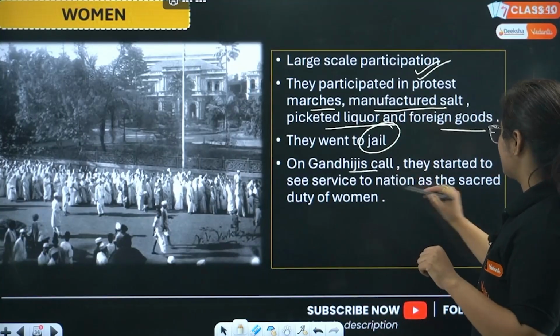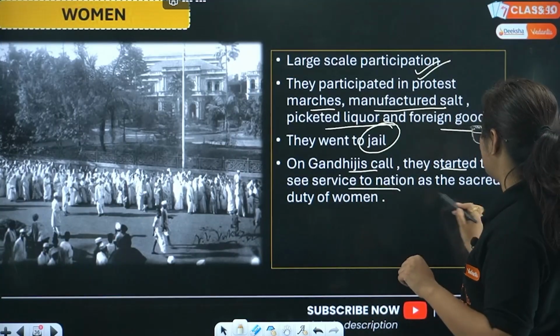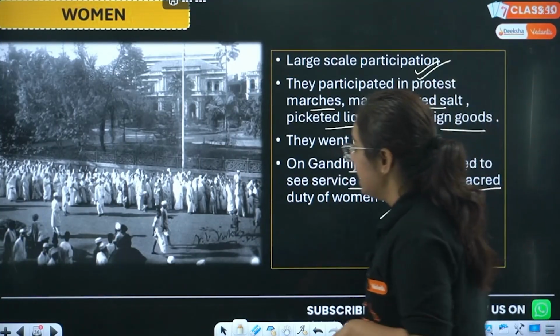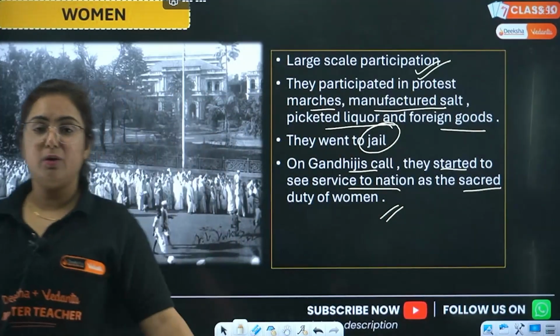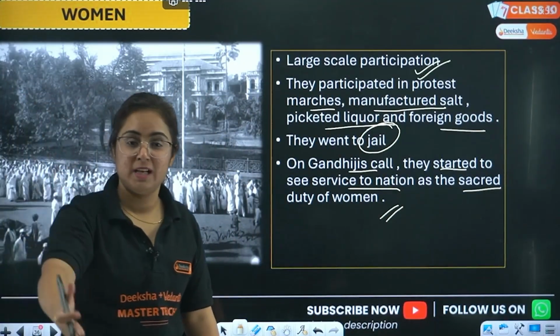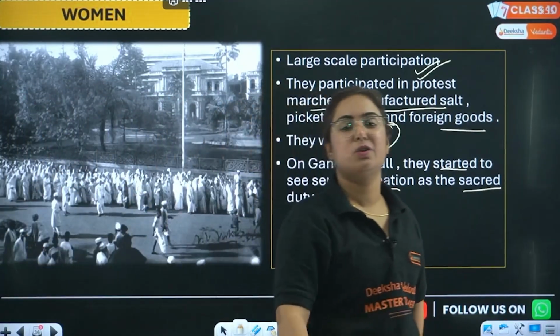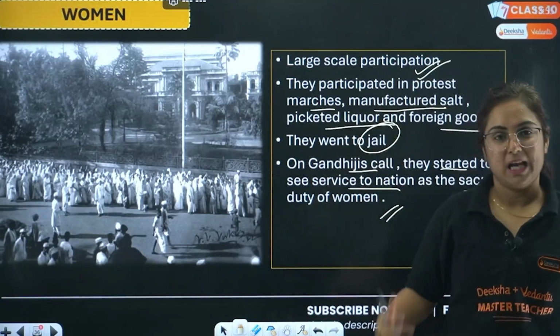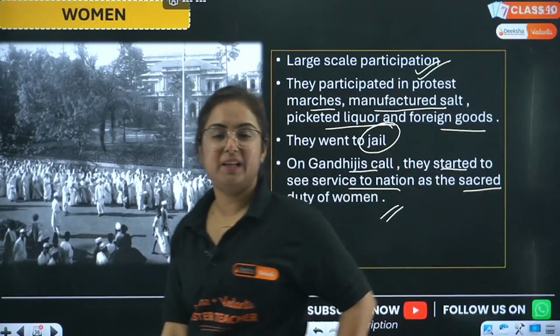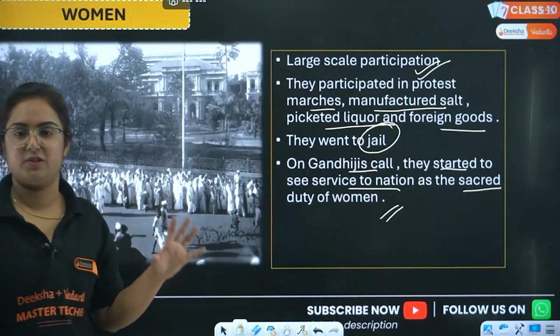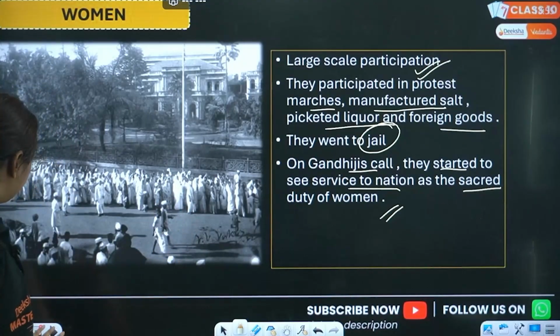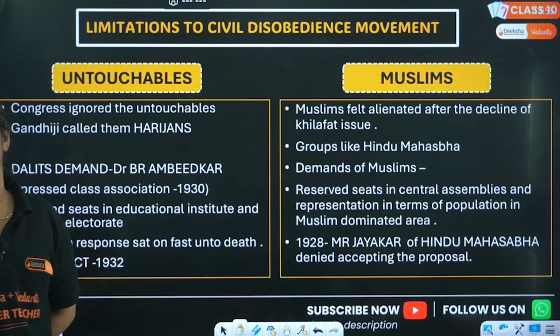So on Gandhiji's call, they started to see service to the nation as a sacred duty of women. Up till now, only service to home was seen as the sacred duty of women. Gandhiji said, consider your nation your home and pay service to it. Start participating in the movement and have your identity. This was how women participated on a large scale.